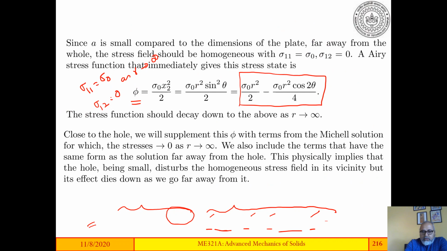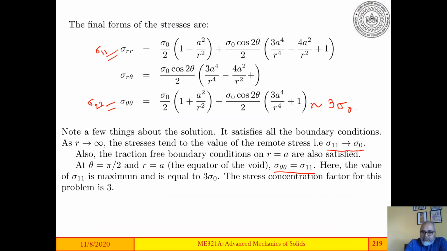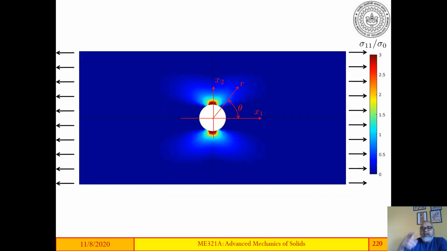I did a finite element simulation for this, and this is how it looks. You have applied the sigma 1 1, and then the maximum, most red, is 3. So you see that you have a stress concentration here and a stress concentration here, and that is of the order of 3 times what you have applied.